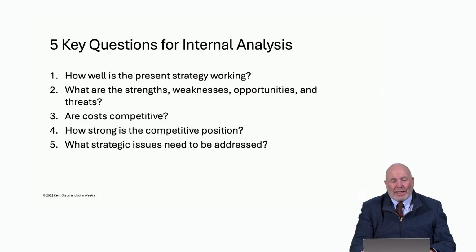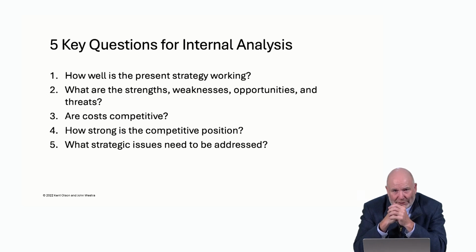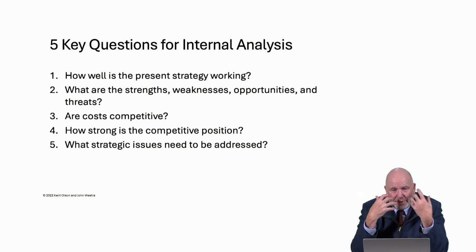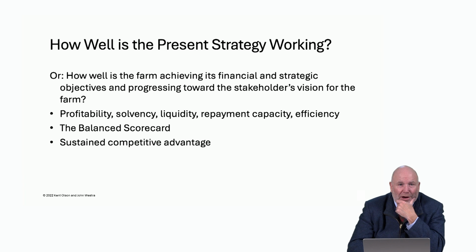So, just like we had a set of questions we look at for the external analysis, we've got a set of questions that we're looking at for the internal analysis. How well is what we're doing right now working? Let's go through our SWOT. Are we competitive on our cost? How strong are we from a competitive positioning standpoint? And then what are the big issues that we need to address? So, how well is our farm doing based on our balanced scorecard? Which is why the balanced scorecard has to have quantifiable targets, as we talked about in the last chapter.